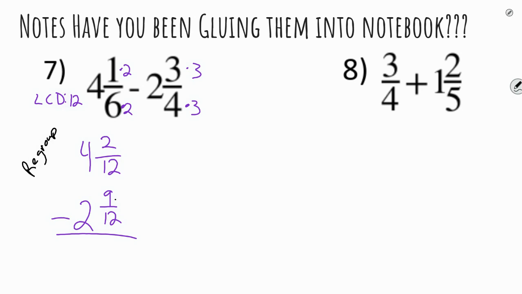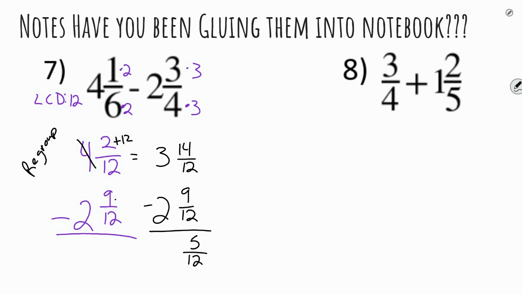Can I take my 9 away from my 2? I can't. So this is where I'm going to have to take a whole from my 4 to turn it into a 3. I'm going to add 12 to my 2 to get a 14/12. Then we can subtract our 2 and 9/12. So 14 minus 9 is 5. Remember, denominator stays the same. 3 minus 2 is 1. So we got our final answer of 1 and 5/12.